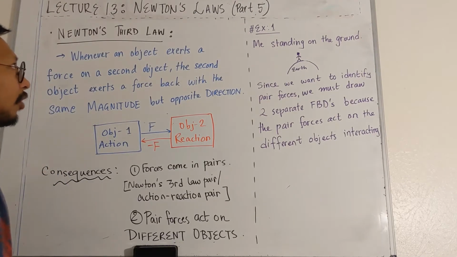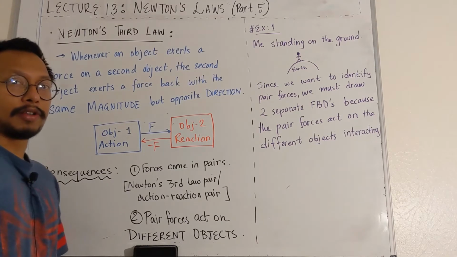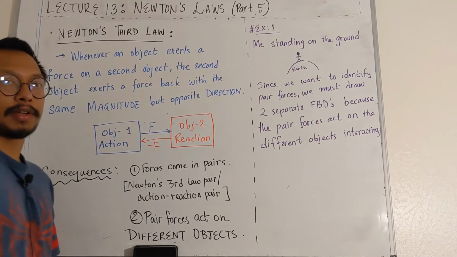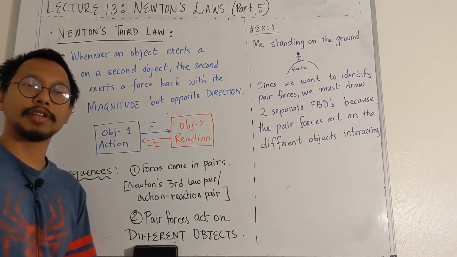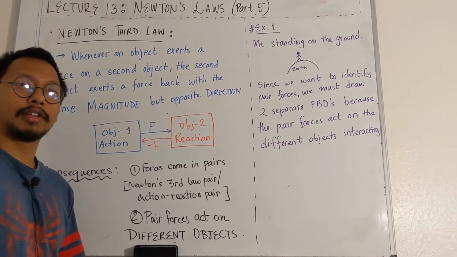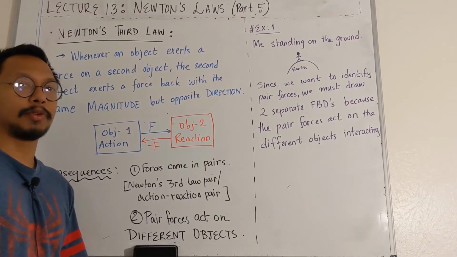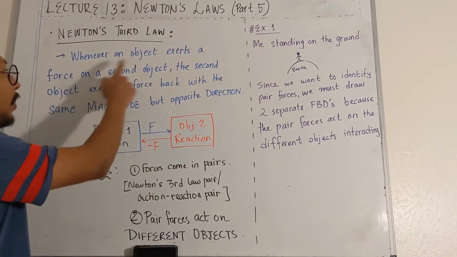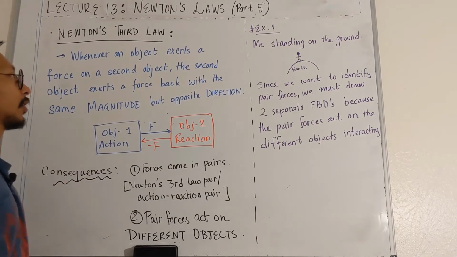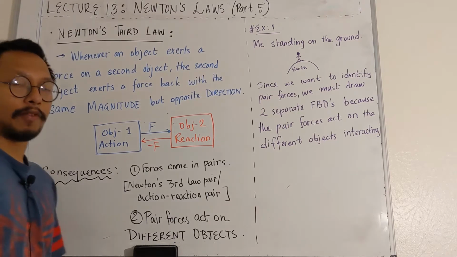Alright, now it's time to meet the third law of Newton. It would be fair to say that you may have met Newton's third law unknowingly in your life. Whenever someone has said that every action has an equal and opposite reaction, that is basically the summary of what Newton's law means, but let us put that in a more contextualized picture. Whenever an object exerts a force on a second object, the second object exerts a force back with the same magnitude but opposite direction. So let's take that in for a minute.